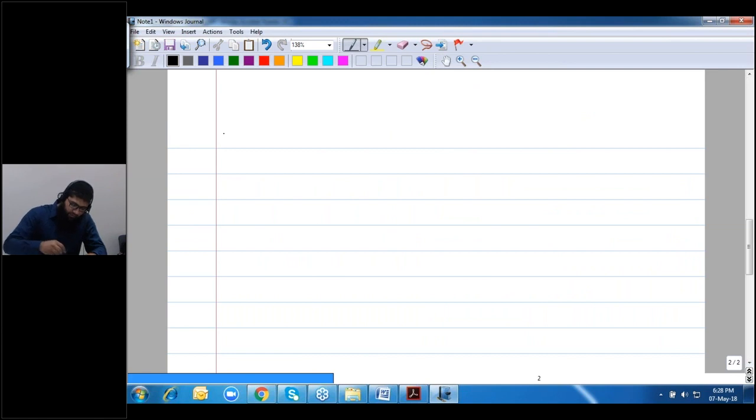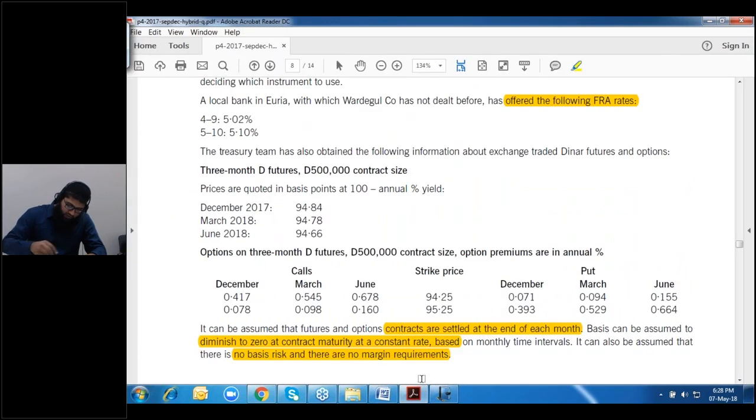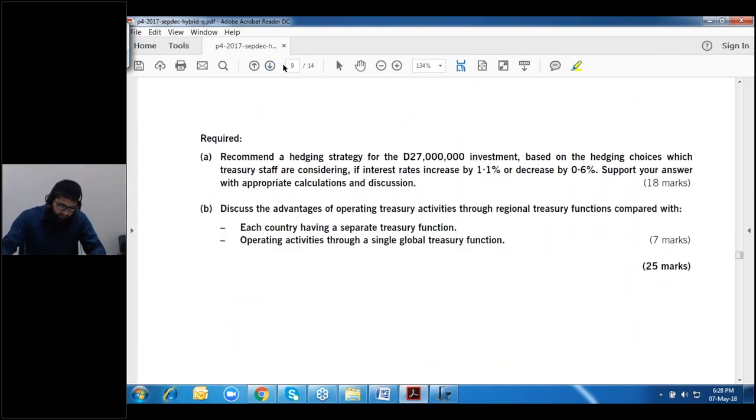the question requirement is that we need to recommend a hedging strategy for a $27 million investment based on the hedging choices which Treasury staff are considering, if the interest rate increases by 1.1% or decreases by 0.6%. It says support your answer with appropriate calculation and discussion.